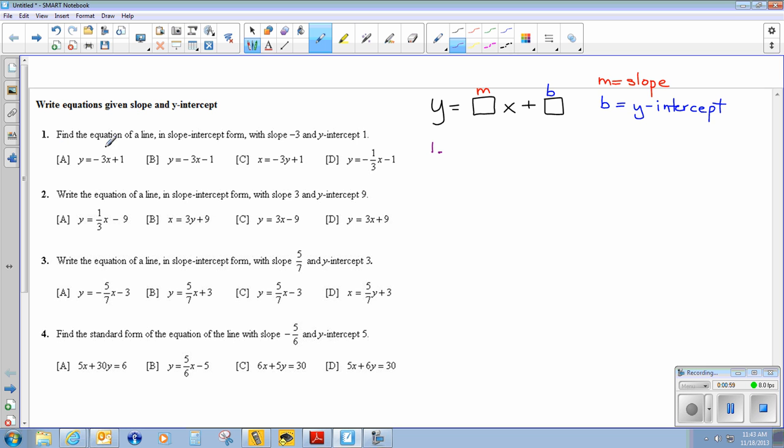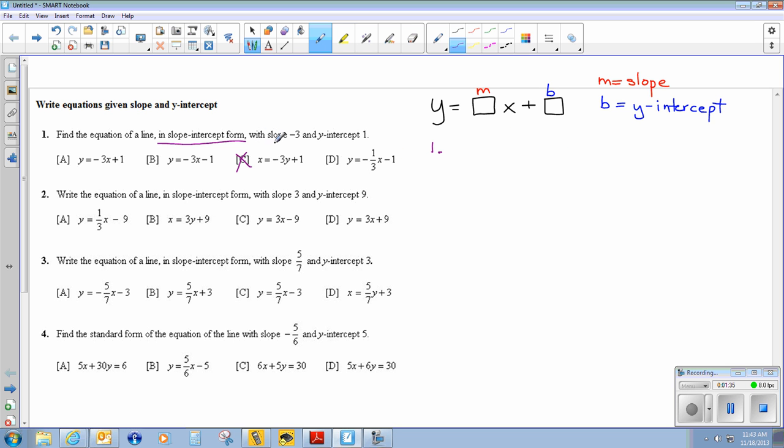Number 1 says find the equation of a line in slope-intercept form. Slope-intercept form means I want it to look like this. I need it to be in y equals mx plus b format. Well, this one is y equals something x plus something. This one's in slope-intercept form, y equals something x plus something. This one's not. This one is solved for x. So we can go ahead and eliminate that one right away because it's not in slope-intercept form. This one is y equals something x plus something. So we're going to have to look a bit more closely at those three options.